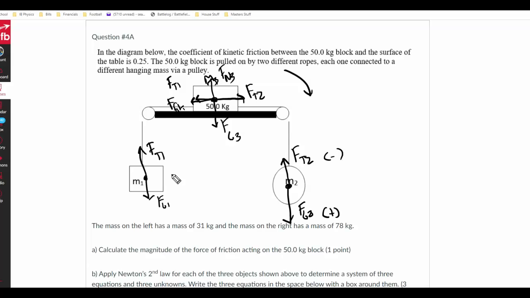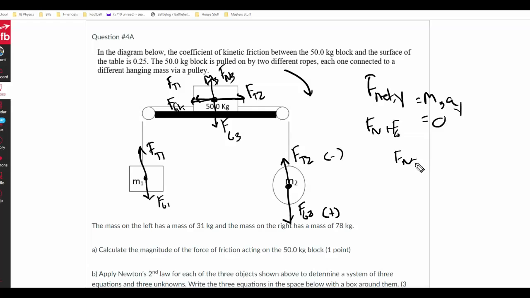Okay, so the first question asks you to find the magnitude of the force of friction acting on the block. To do that, all you have to do is find the normal force and multiply by the coefficient of friction. The object is not accelerating in the y direction, so you just have Fn plus Fg.